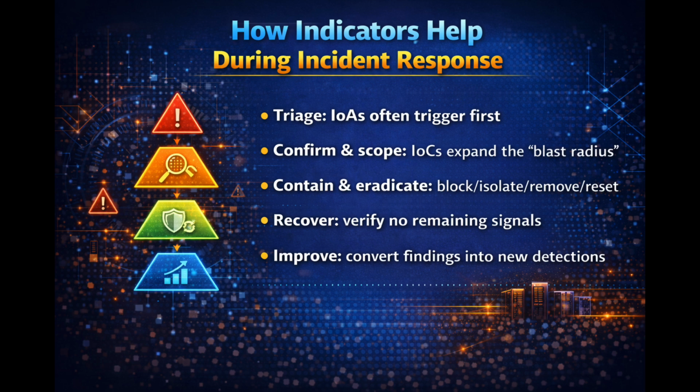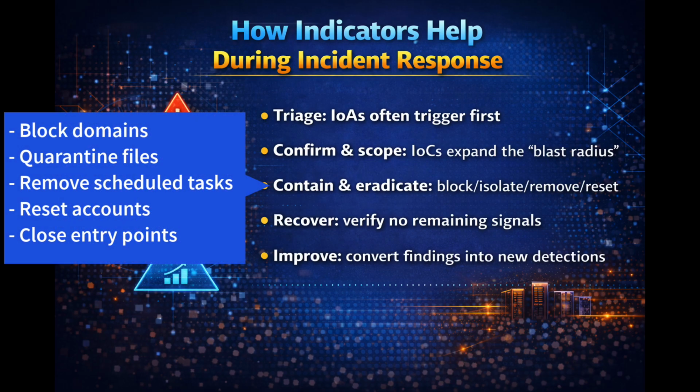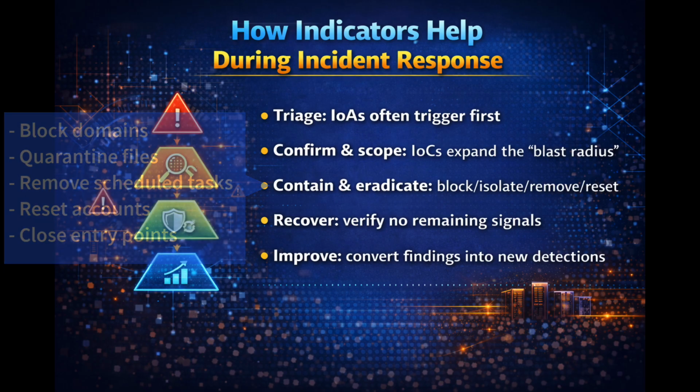During containment and eradication, indicators guide actions. Block known malicious domains, quarantine files with known hashes, remove specific scheduled tasks, reset accounts tied to suspicious authentication artifacts, and close the exploited entry point.